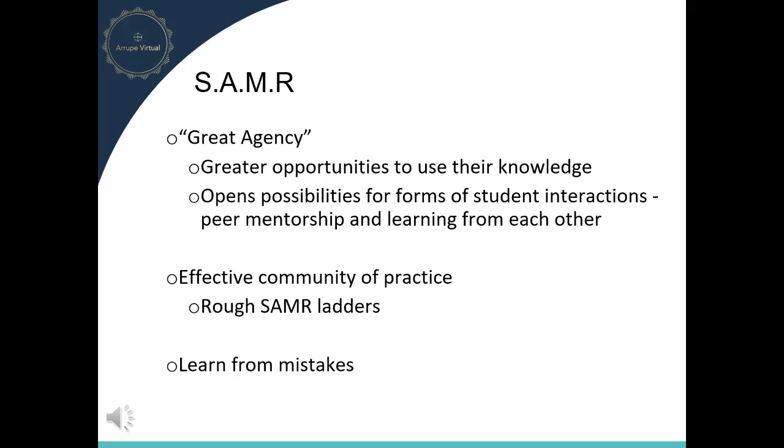He recommends that teachers should talk about what they are doing, build up an effective community of practice. For new teachers to the model, he suggests they form groups to create what he calls rough SAMR ladders. Pick a unit of instruction and develop a plan to incorporate technology in such a way that they can go up the ladder. Find out what it's like to incorporate technology in this fashion and then apply it in your own class. He also states that we must be open to failure.